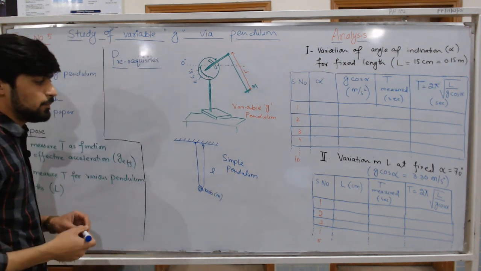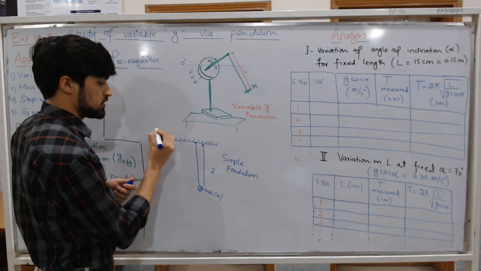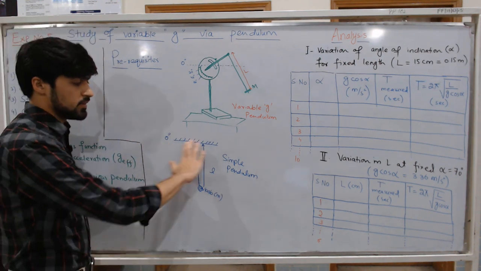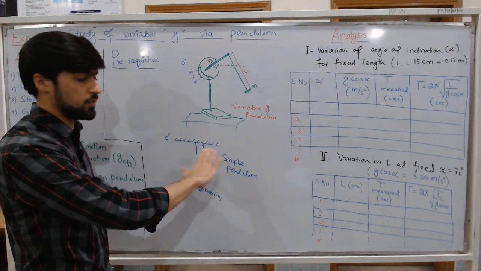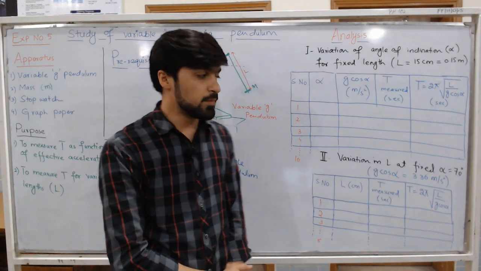Our simple pendulum is normally inclined at 0 degrees, so the inclination is simply zero. It means that the pendulum is aligned at 0 degree. So we call this pendulum the simple pendulum.